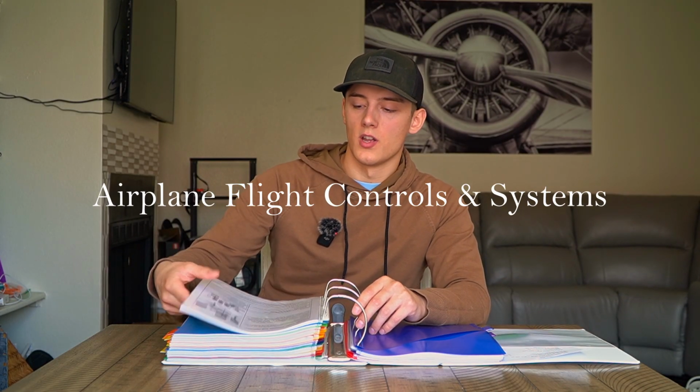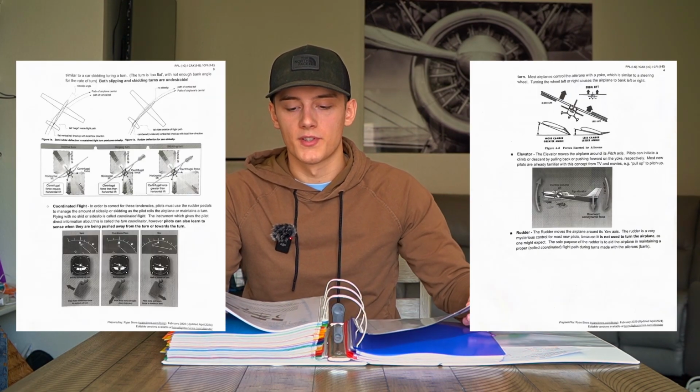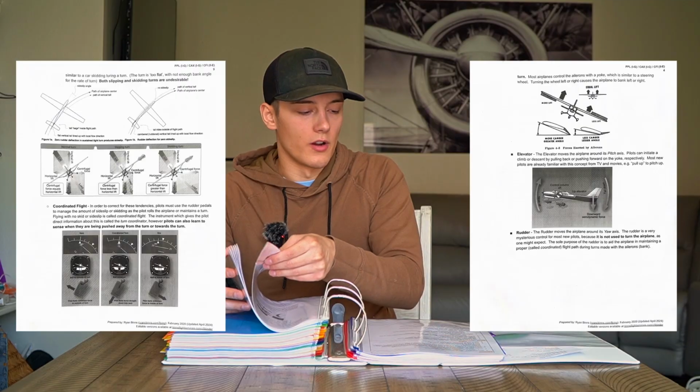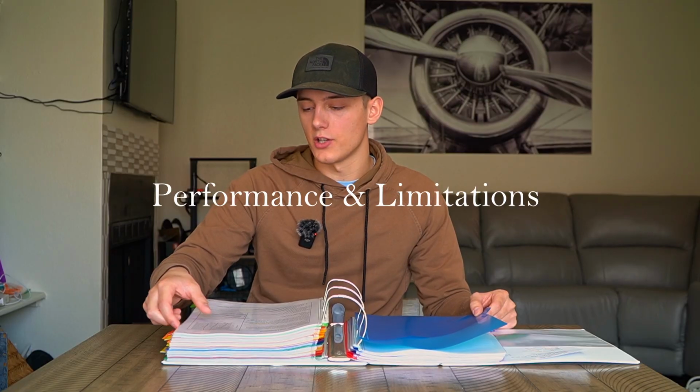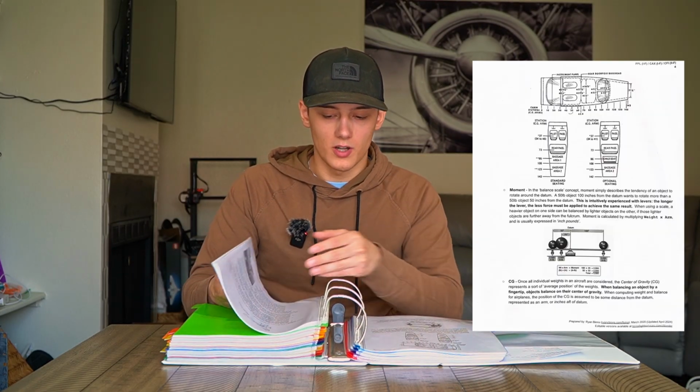The next section is airplane flight controls and systems. So it's going to be like your rudder, your ailerons, your flaps, and kind of why they're there and why you use them. Each lesson plan is going to have a ground lesson outline, which is your bullet points on what to cover. And then we've got performance and limitations. This is a lot of pages on just performance and limitations charts and graphs and how to use them. We've got some weight and balance in here as well. Stall speeds, load factor, maneuvering speeds.